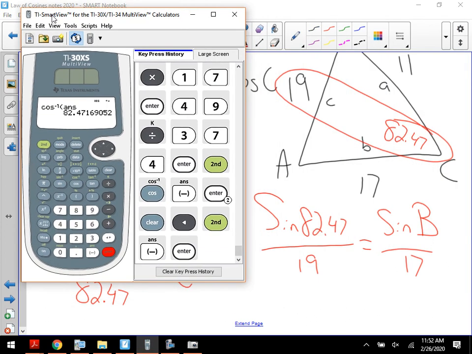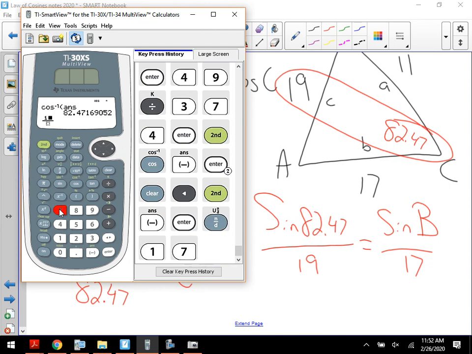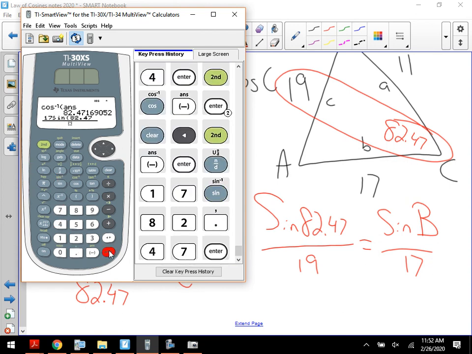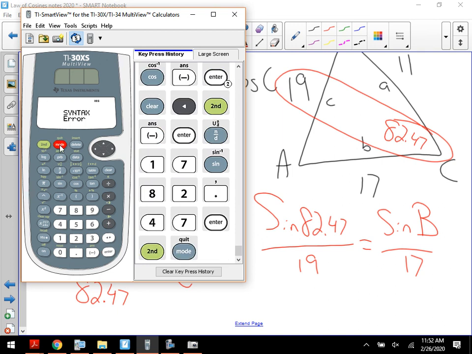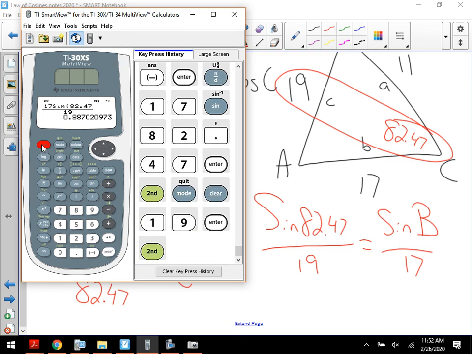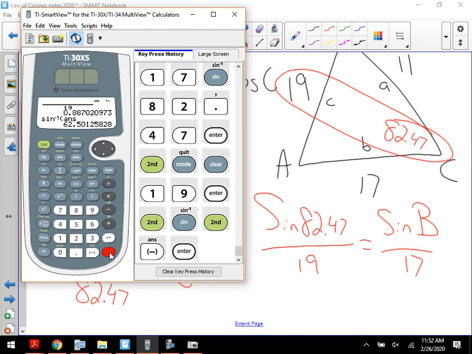So we'll have fraction bar, 17 sine 82.47. Oh, forgot to put over fraction bar, sorry. Over 19. This crummy decimal equals the sine of B. So again, to find B, second sine, second answer. 62.5.